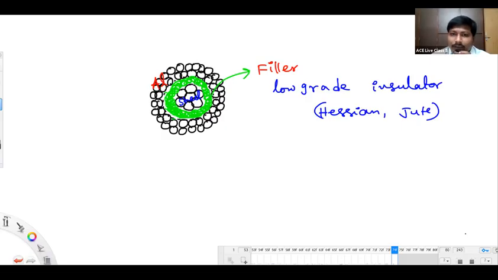But we have a filler material between the steel and aluminum layers. This conductor, we are going to name as expanded ACSR conductor. It's an ACSR conductor only, but of larger size. So this name you can say, expanded ACSR conductor.